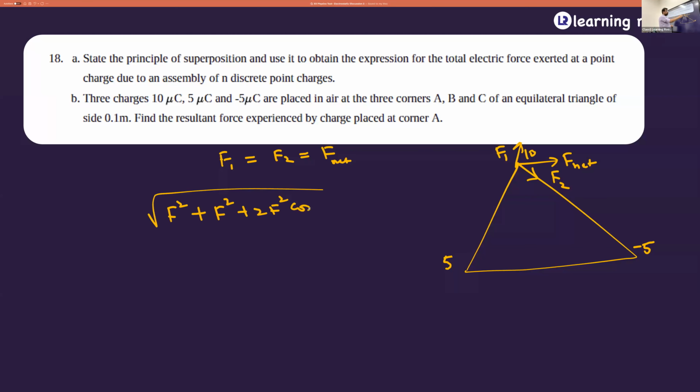So what is the angle between F1 and F2? 120, yeah? Cos 120. What is cos 120? Minus half. So cos 120 will cancel this 2, minus 1 times. So you will have a minus here. This plus will go and you will have a minus. So this F square and F square will get cancelled. What is it you are left out with? That's the answer. So if you calculate the force, you can just report that answer.